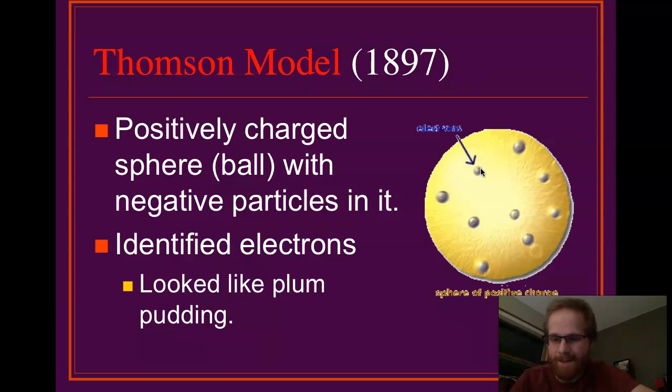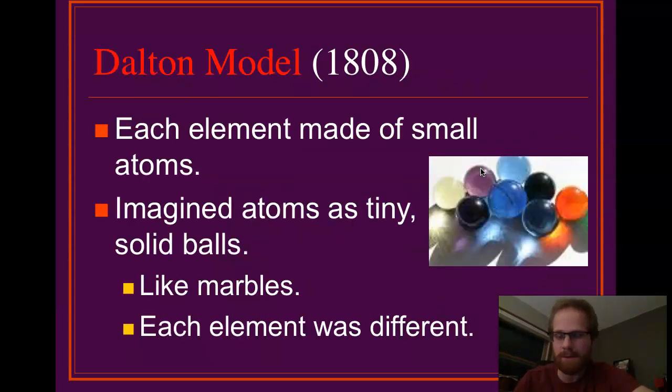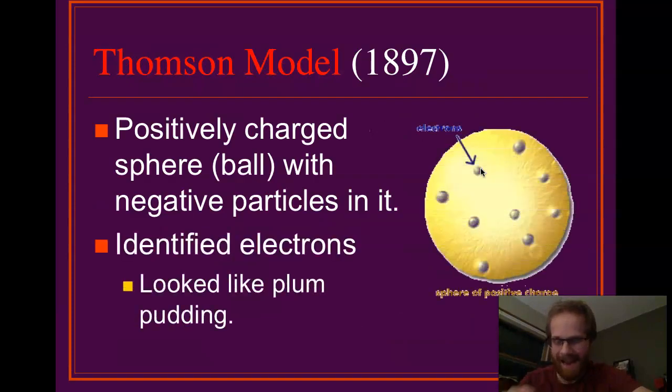So what did Thomson add to the model? Dalton said that the model was just a sphere. What did Thomson add to this model? Thomson added charges, negatively charged electrons in a positively charged putty thing.